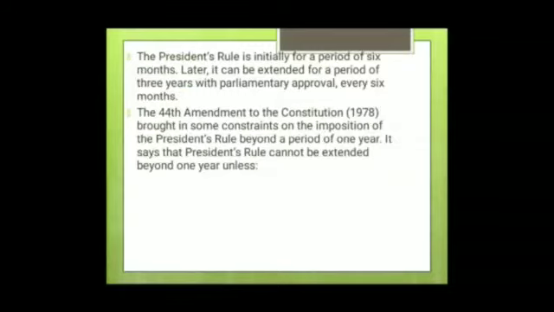Now here it is written, you can read it. President's rule is initially for a period of 6 months. Later it can be extended for a period of 3 years with parliamentary approval every 6 months. Then the 44th Amendment to the Constitution.